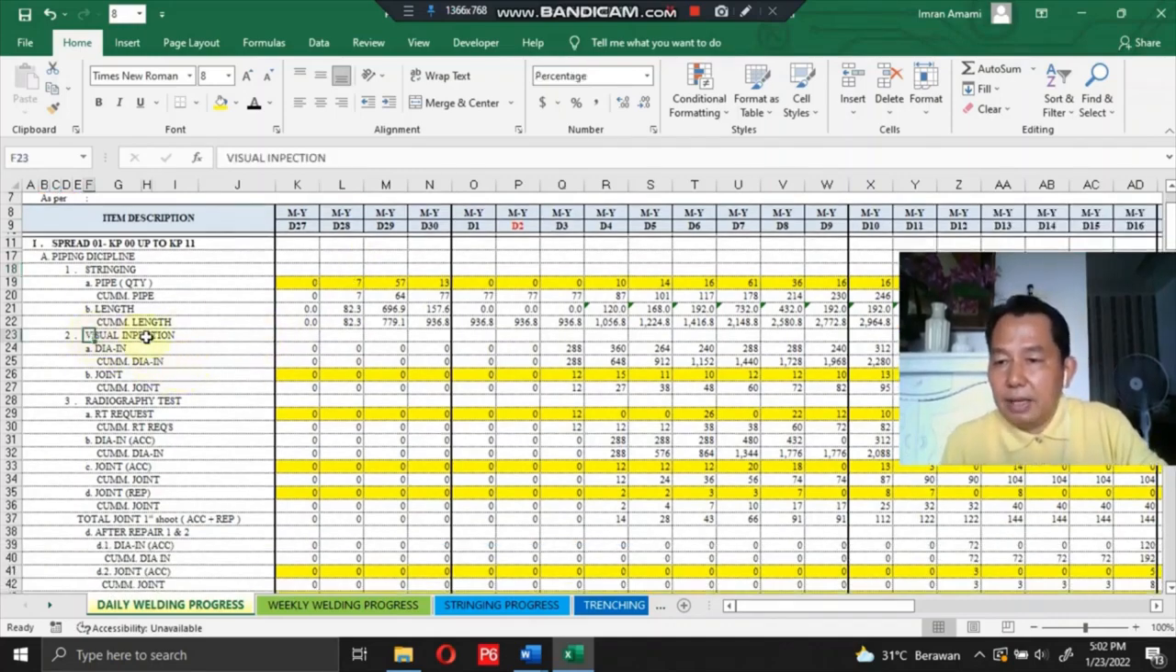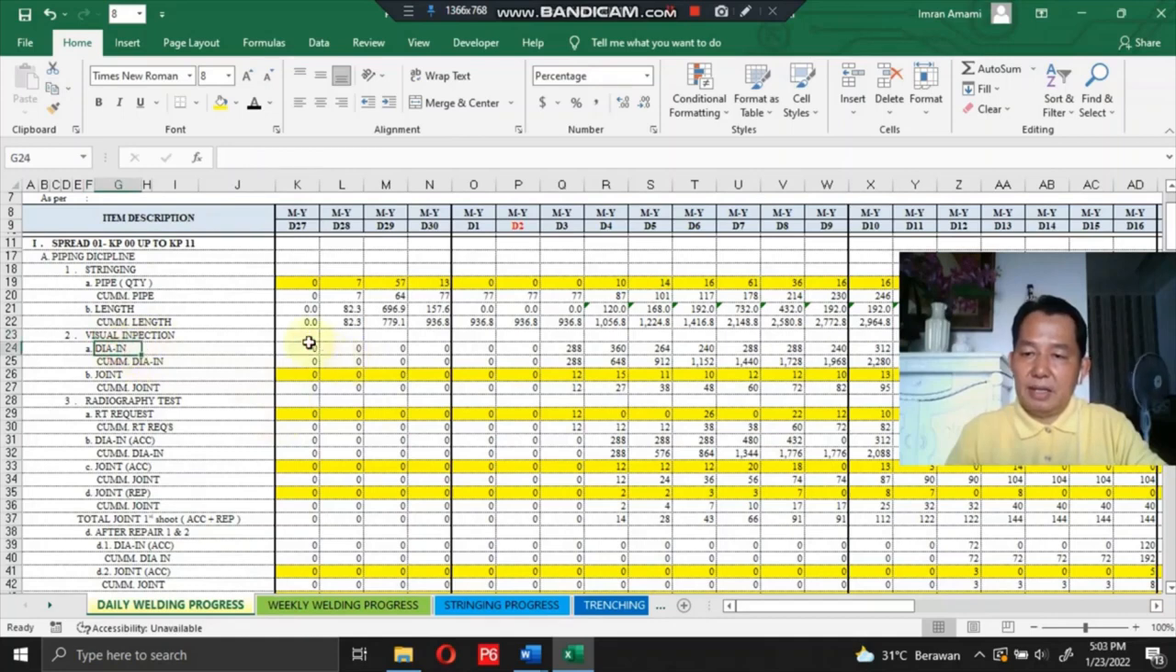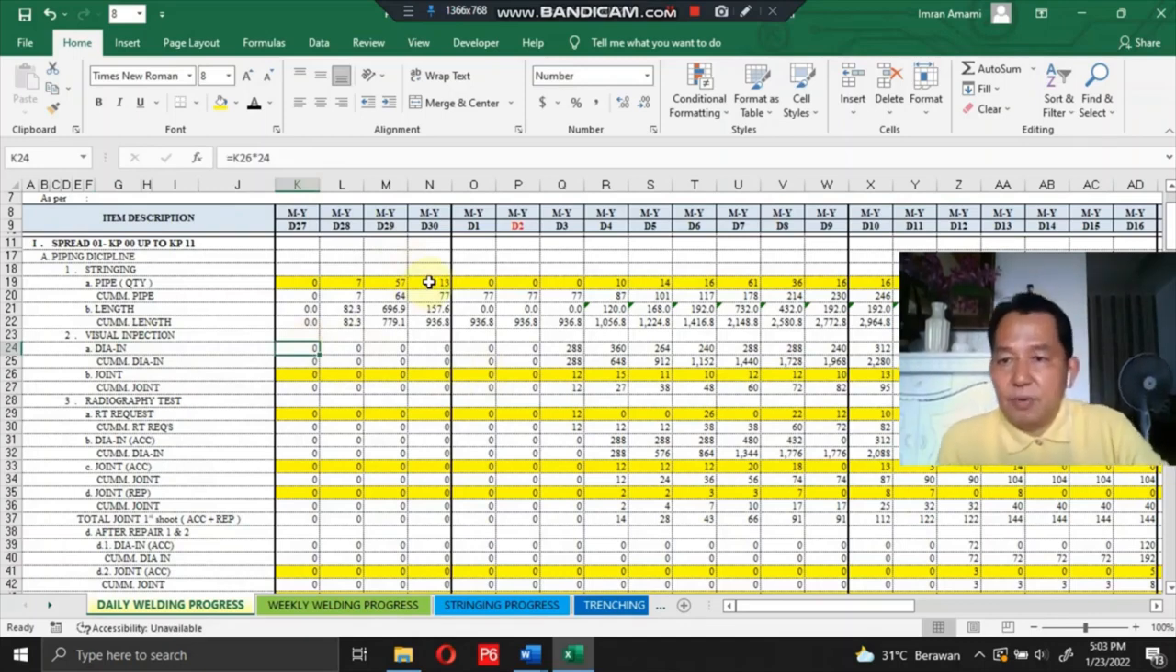Now, visual inspection progress, in dia-inch. We check here. This cell contains a formulation that you can check here. This is cell K26, multiplied by 24. 24 means the pipe diameter is 2 inches multiplied by the estimated average length of each pipe, which is 12. 12 multiplied by 2 means 24.